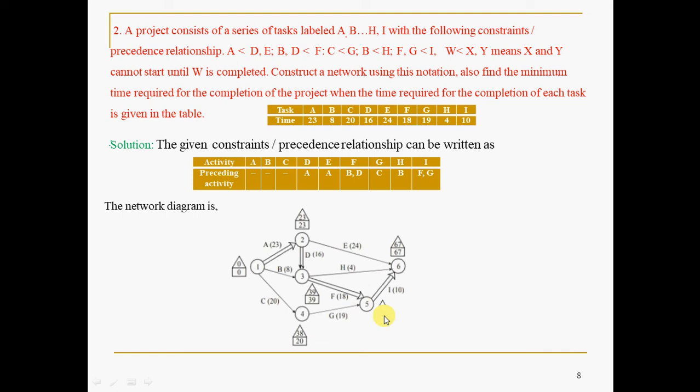So F, G. Where is F? F is here. And G? G is here. I mean, you are terminating F and G with a common node. See, which is the common node here? 5. So F is terminating with 5, and G also is terminating with the common node. That is the beauty of making the network compact. Fine. F, G. After F, G, you can take I. Fine. So this is the network.